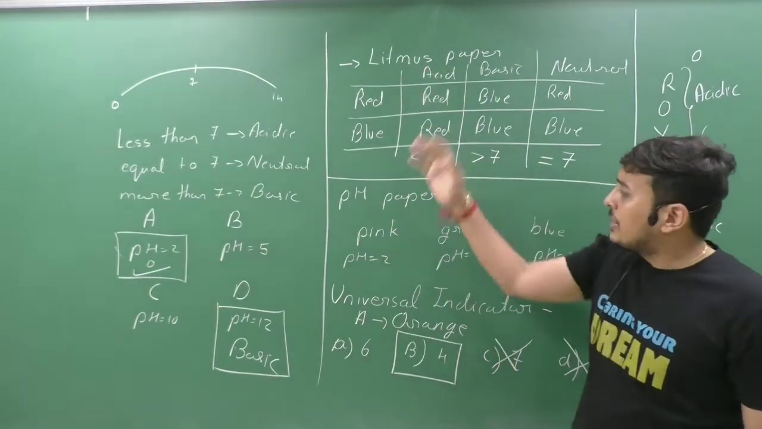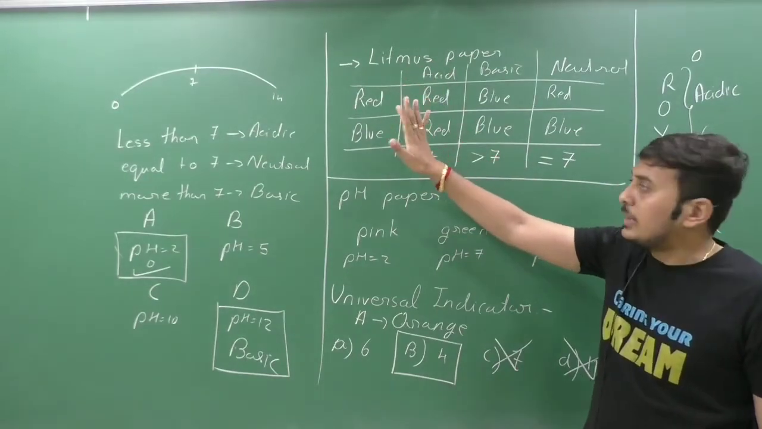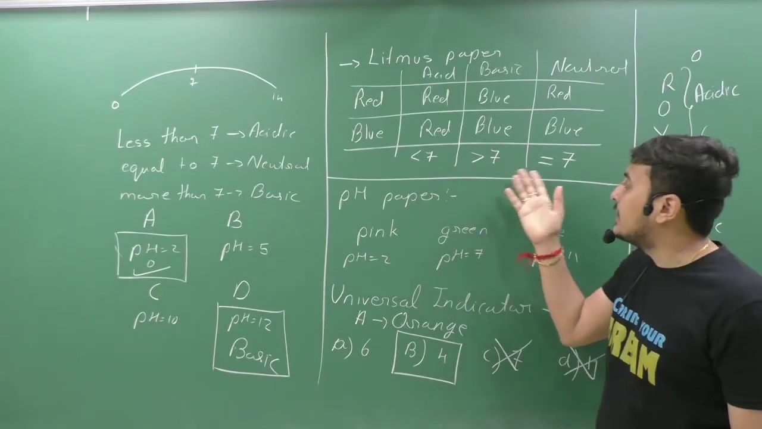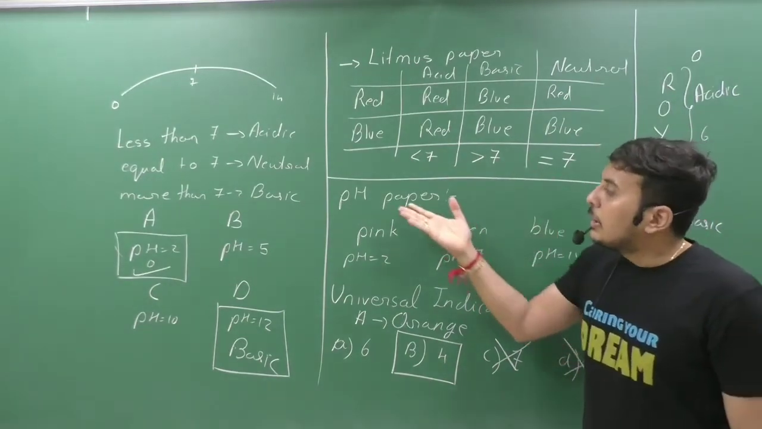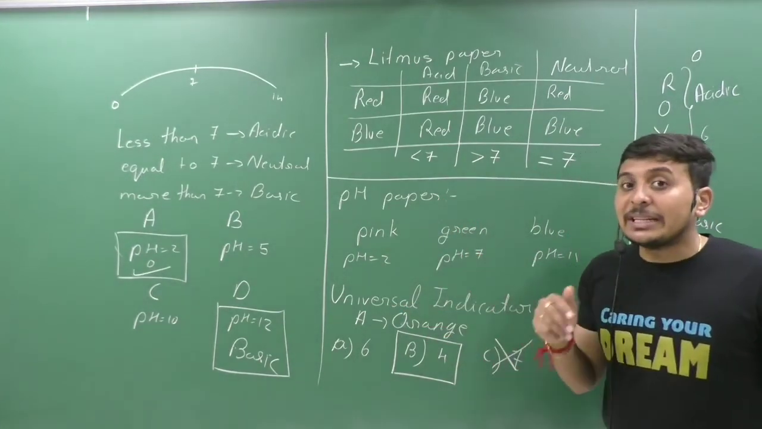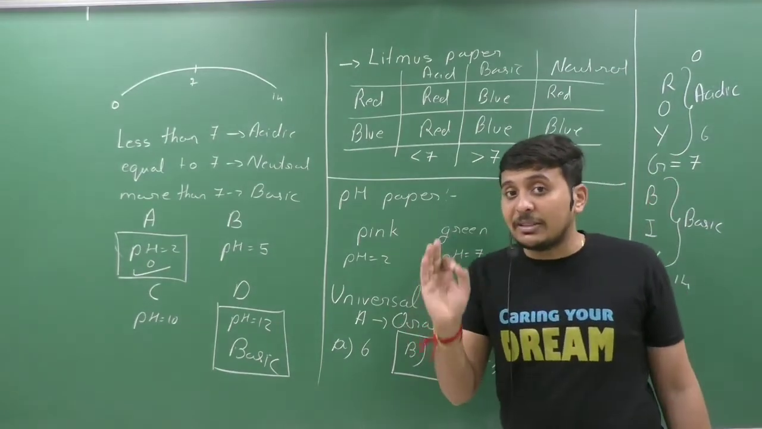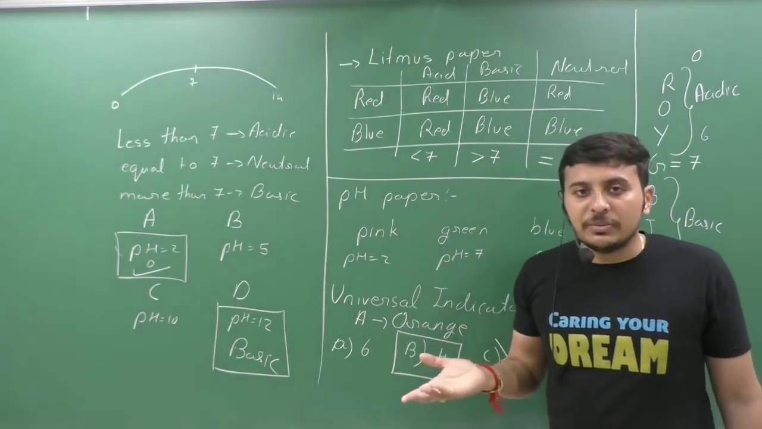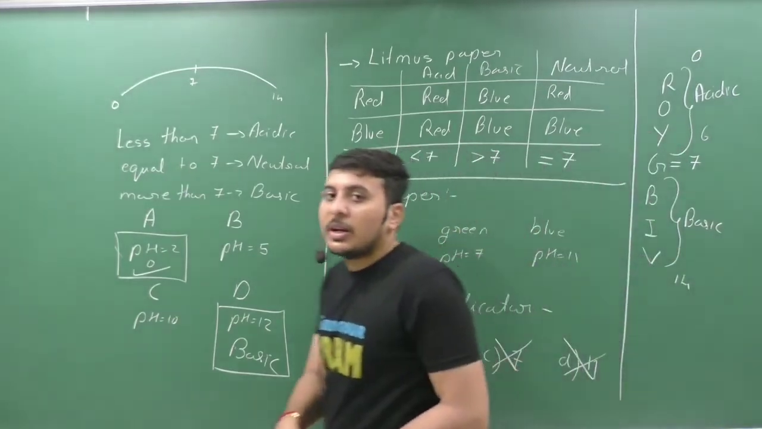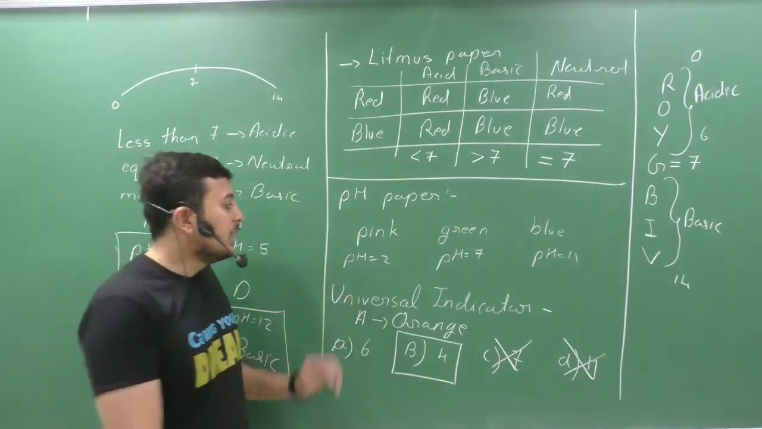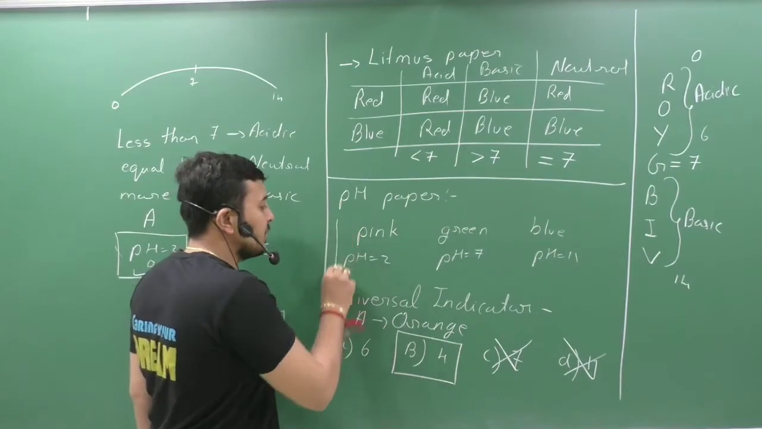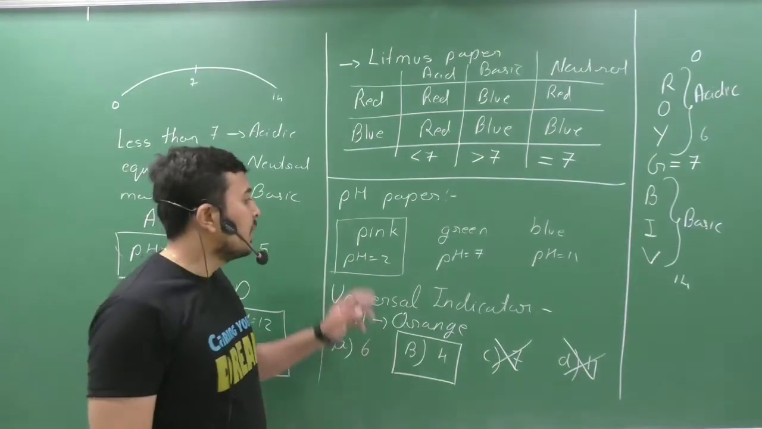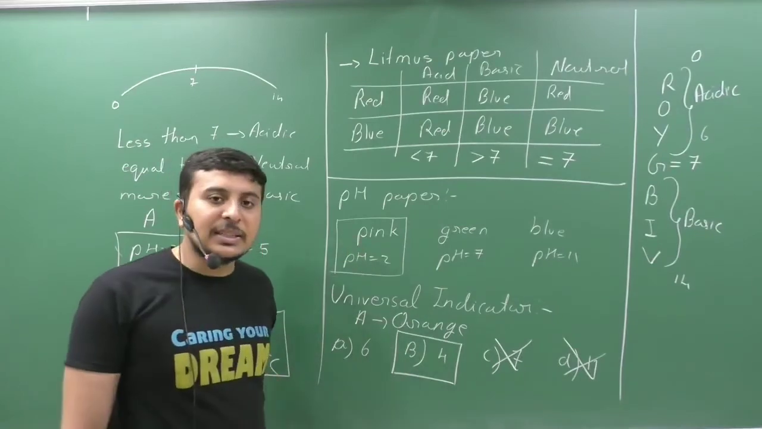Now, of all the three methods, litmus paper only says whether the given solution has a pH less than 7, greater than 7 or equal to 7. pH paper and universal indicator cannot give the exact value of pH. So pH can even be 2.5. If the color of the pH paper changes to pink, then the solution has a pH of 2.